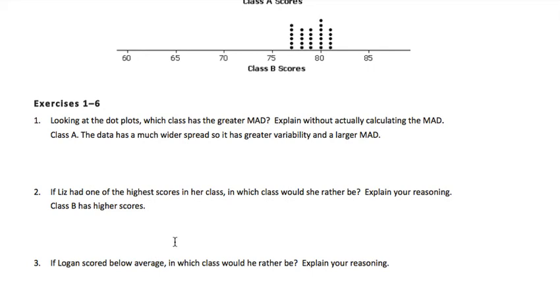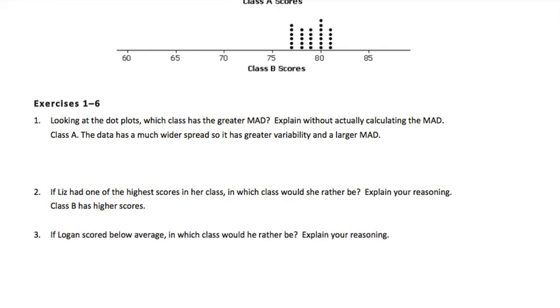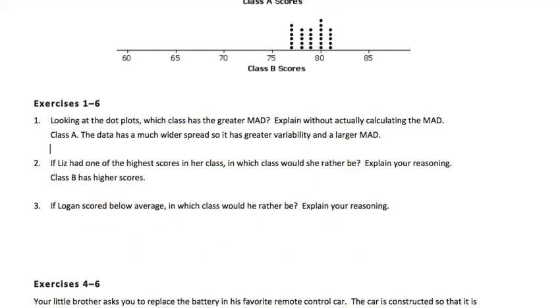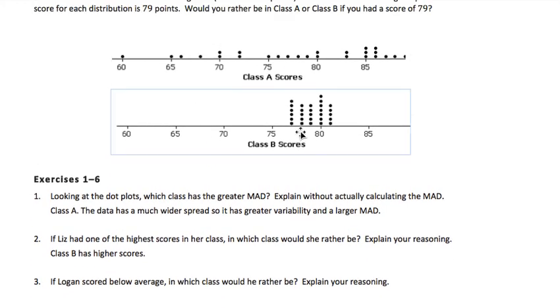If Logan scored below average, in which class would he rather be? Well, again, looking at our scores, we notice very little variability in Class B. So if Logan scored below average, he would want to be in Class B because the lowest scores in Class B are 77, 76, I guess.